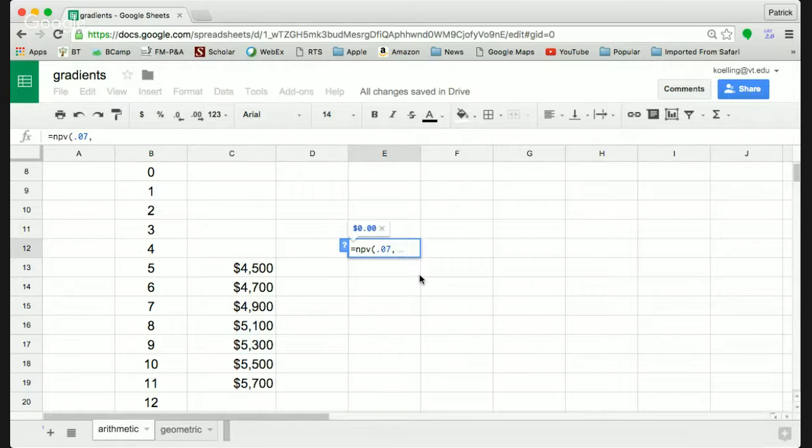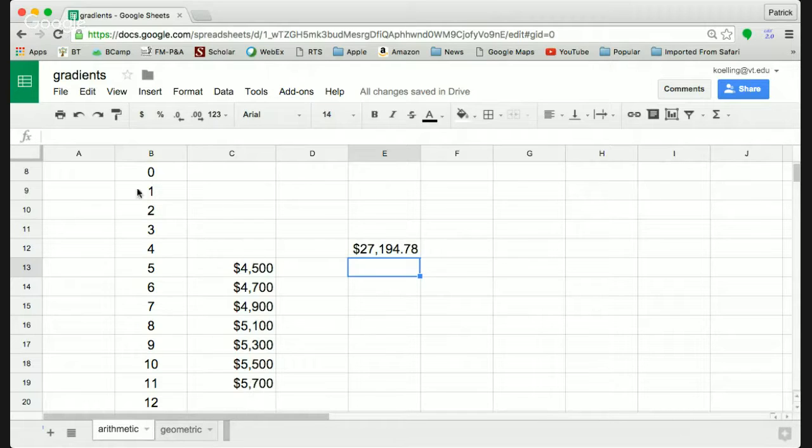For the next argument, we're just going to put a range of values. I'm just going to highlight these values. That is the second argument of the function, and I am done. That's it. There's the answer, $27,194.78. What could be easier?